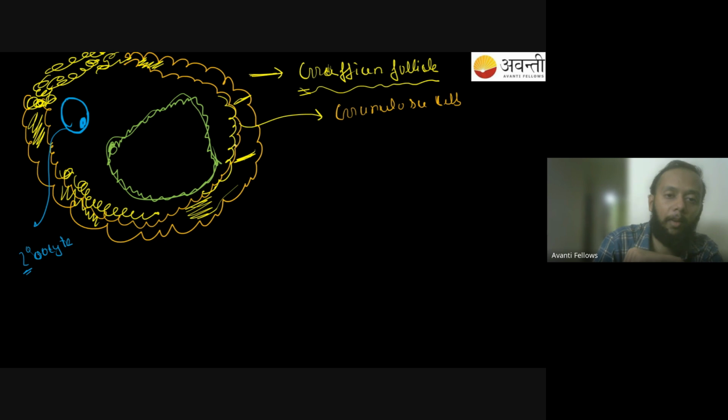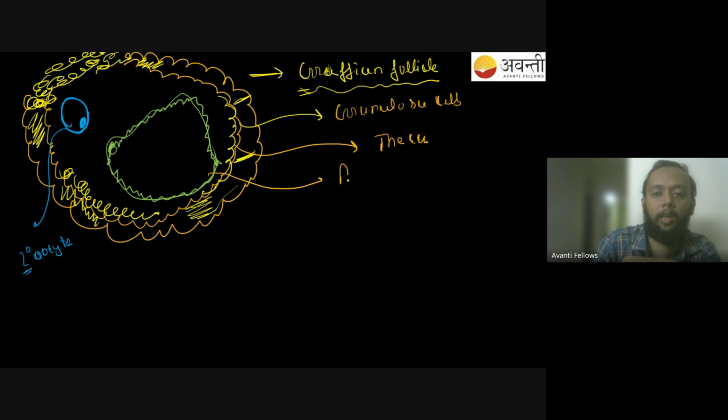You will also have the presence of your theca. You can also see your antrum over here. This is the most developed Graafian follicle. And then you have your secondary oocyte, which is ready over here and arrested at metaphase 2. It is stuck here, standing here. So this is something you have to know.